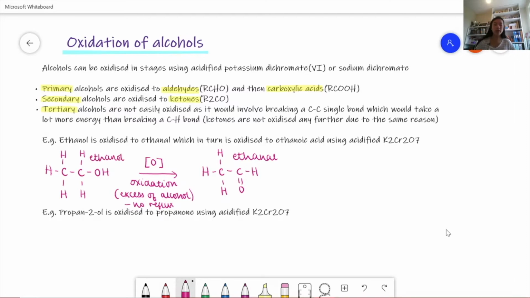And then we can oxidize this even further using the square brackets O, and we label it oxidation. And this time we need the oxidizing agent in excess.